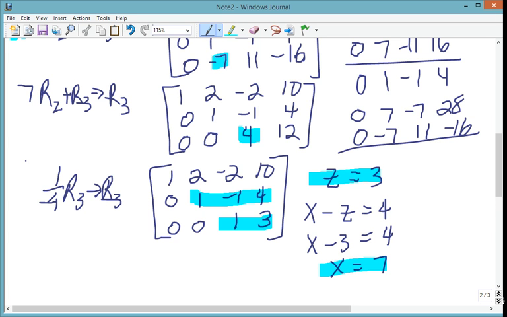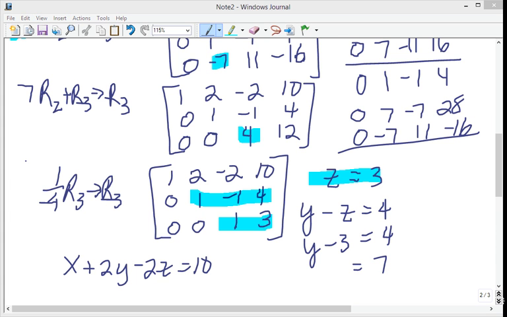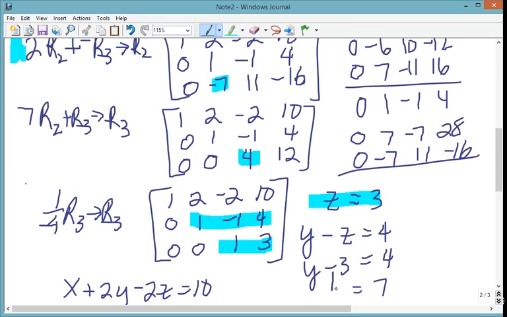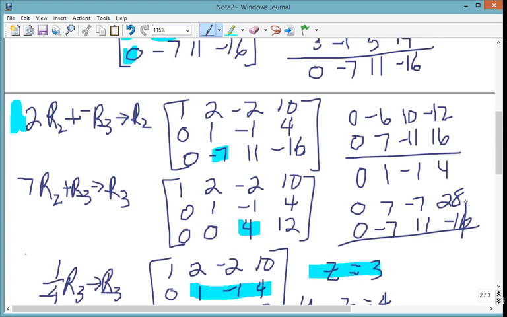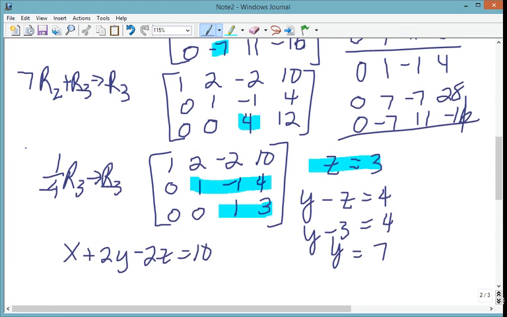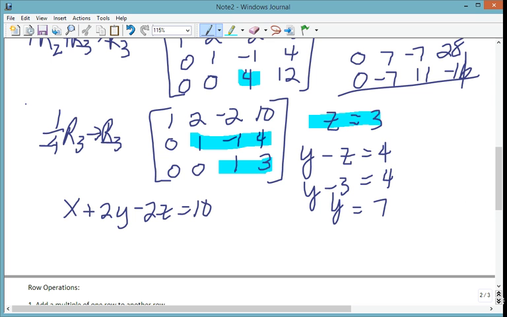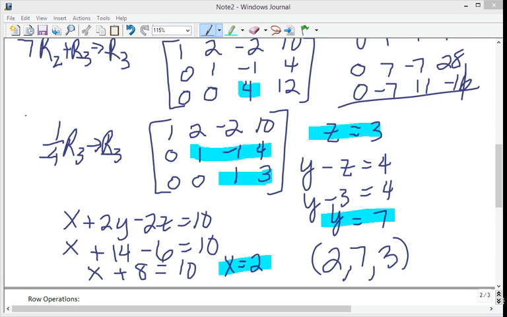And now I'm going to look at the top row. The top row says that x plus 2y minus 2z equals 10. Sorry, I screwed this up. That was a y. y is equal to 7. Okay, when I plug them all back in, I get that x is 2, y is 7, z is 3. All I did is I started with z and plugged everything backwards.